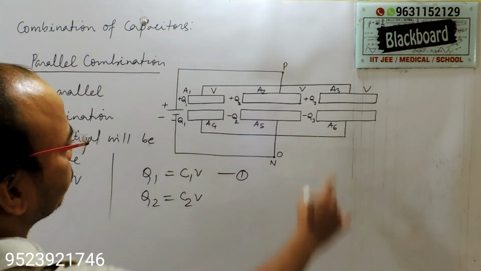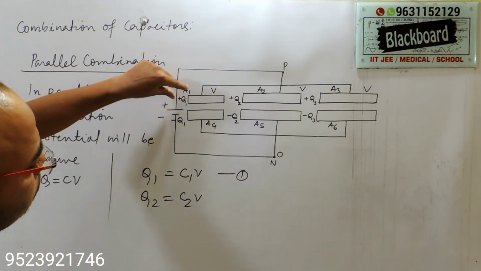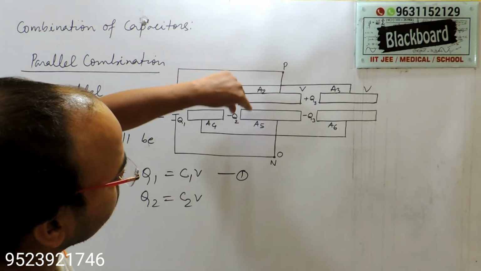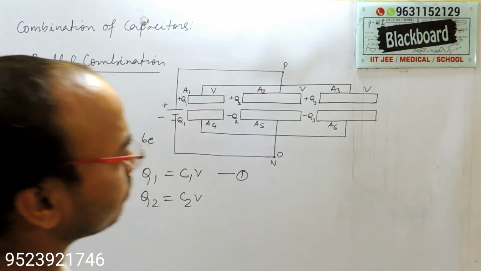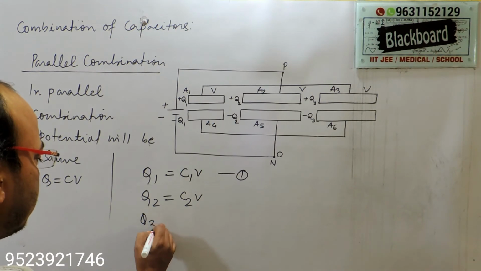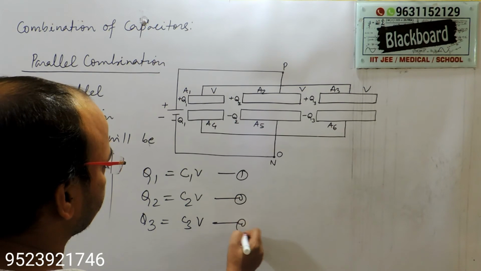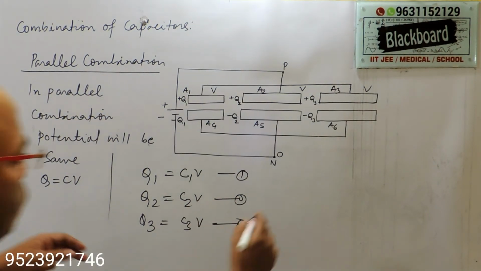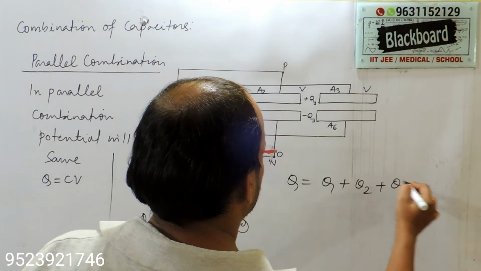Here potential V. Here charge on plate A1 is Q1 positive, this is Q1 negative. A2, Q2 positive, Q2 negative. This is plate A3, Q3 positive and Q3 negative. And third, Q3 is equal to C3 into V. This is equation 2, this is equation 3. And here you can write Q is equal to Q1 plus Q2 plus Q3.